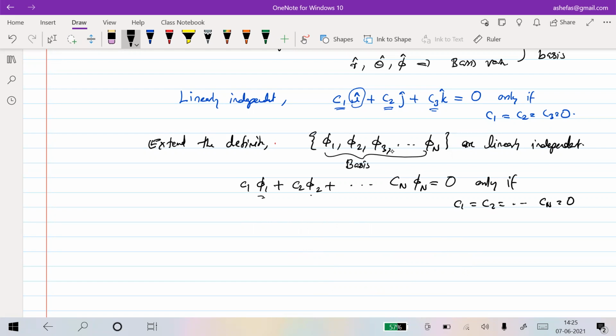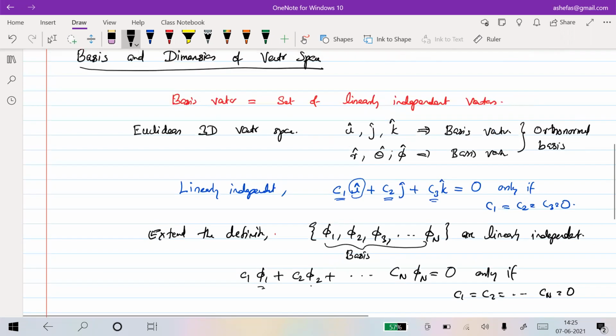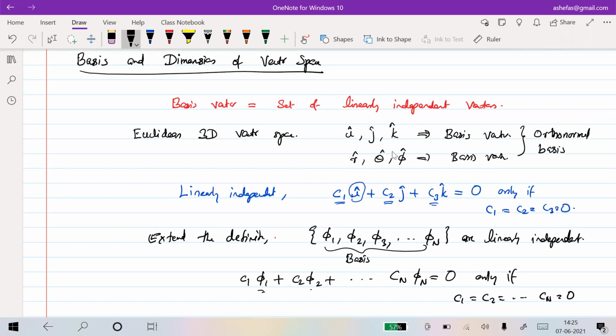Okay, so it is just a collection of linearly independent vectors. It need not be orthogonal. It need not be normalized. But if it is orthogonal and normalized, then we can call it the orthonormal basis, like in this example. So here it is an orthonormal basis. Why is it an orthonormal basis?